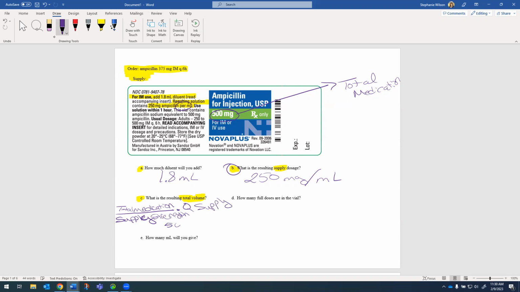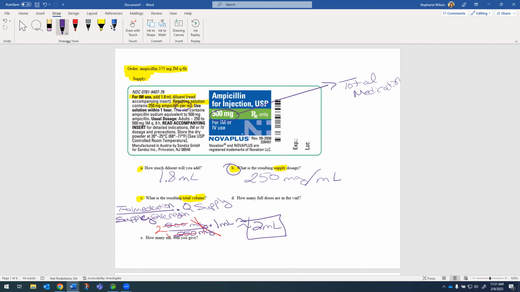So let's set it up. I got 500 milligrams divided by 250 milligrams times 1 milliliter. Well, when we go through and divide this, I notice the milligrams reduce, leave me with 1. That's what we wanted. And we notice that 250 goes in itself once and goes into 500 2 times. Now I have 2 times 1 milliliter gives me 2 milliliters. So the resulting total volume for this particular supply is 2 milliliters.